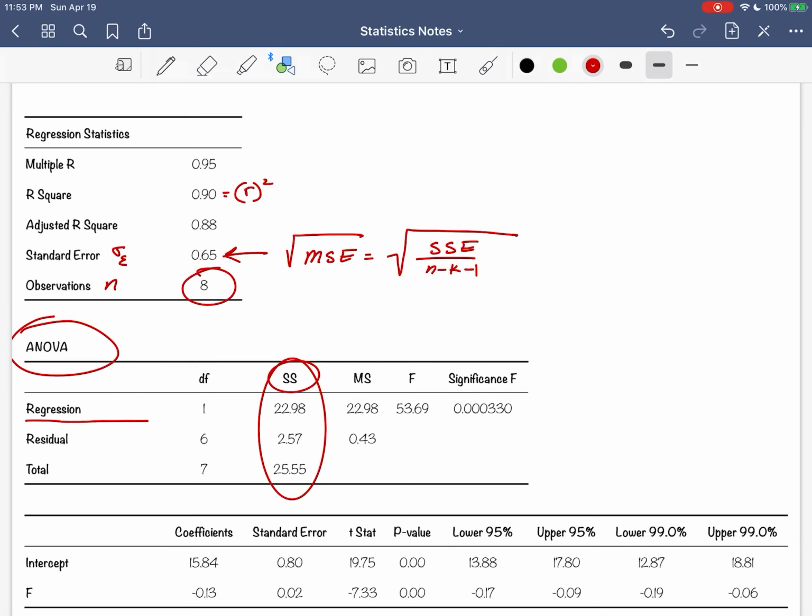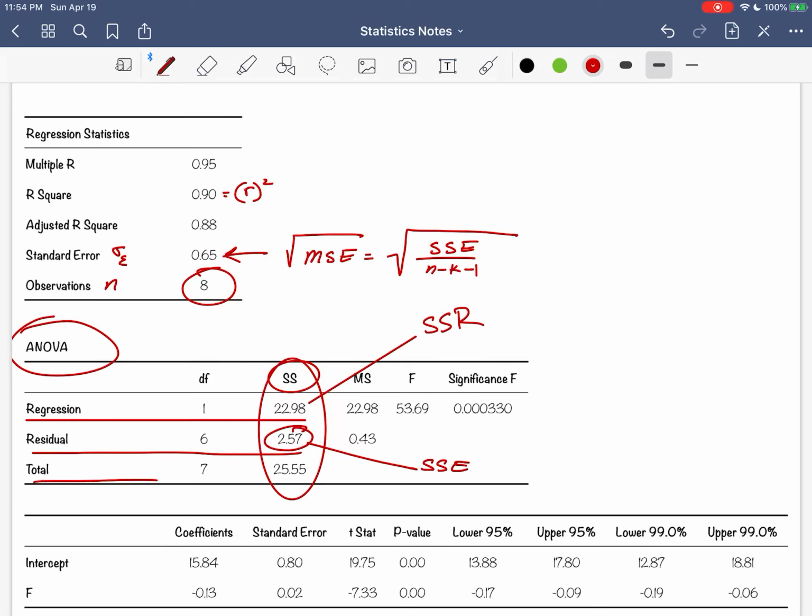The first line is the sum of squares of the regression. So this is your SSR. This is your SSE. This is residual. Residual is another word for error. And finally, you have the total. This is your SST. Remember, SST is equal to SSR plus SSE. Very key and begs to be repeated.